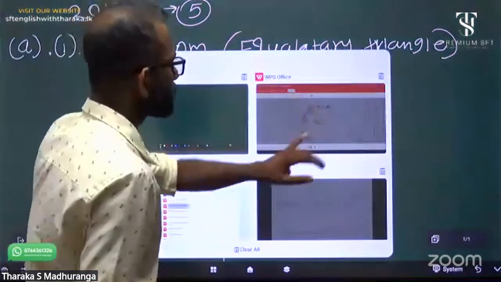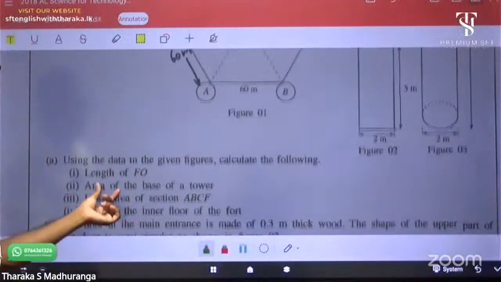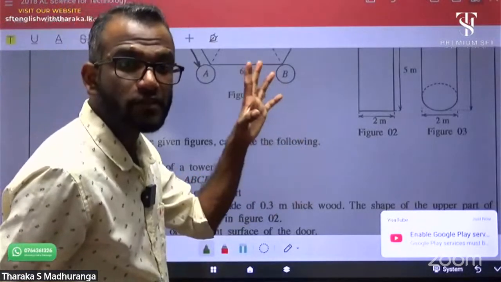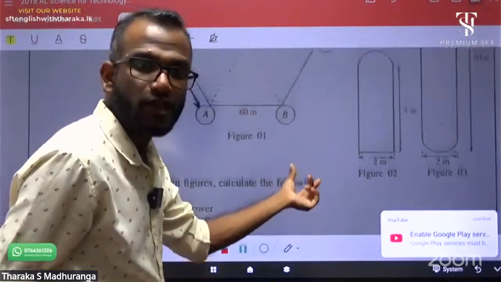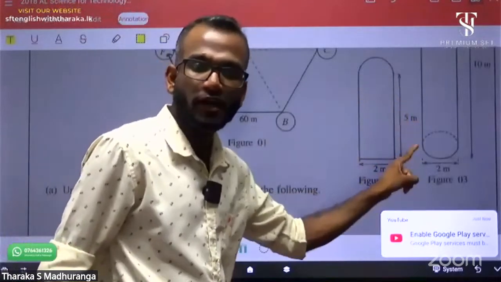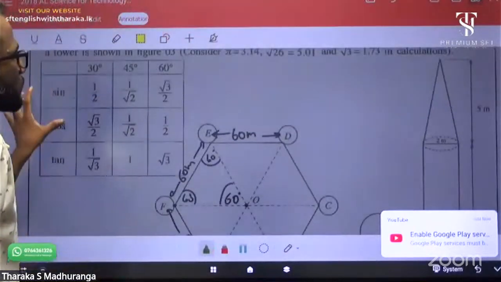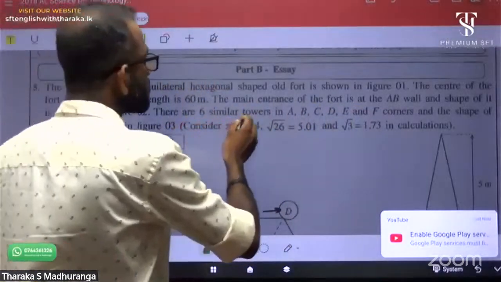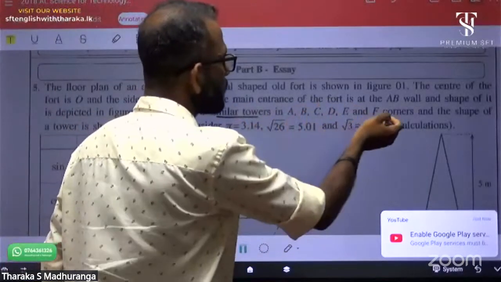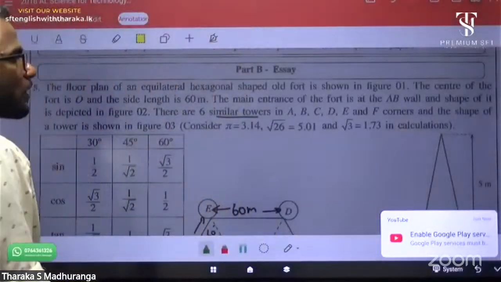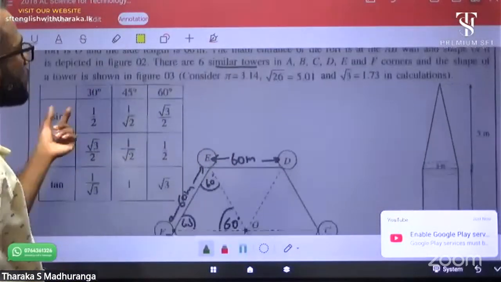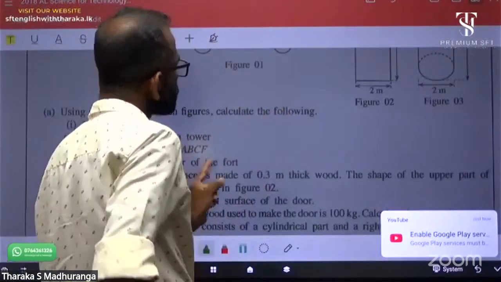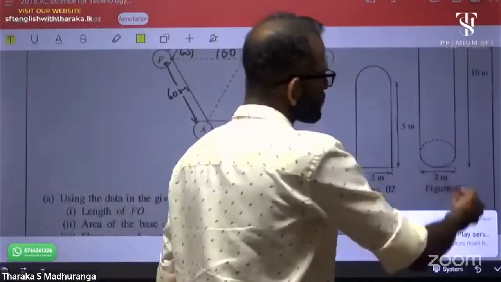Okay, let's move on to the second one. The area of the base of the tower. Then what is the tower? Where is the tower? This figure 3 shows the tower. Look at the question: there are 6 similar towers, A, B, C, D, E, F corners, and the shape of the tower is given in figure 3. The question asks the area of the base of the tower. This is the base.